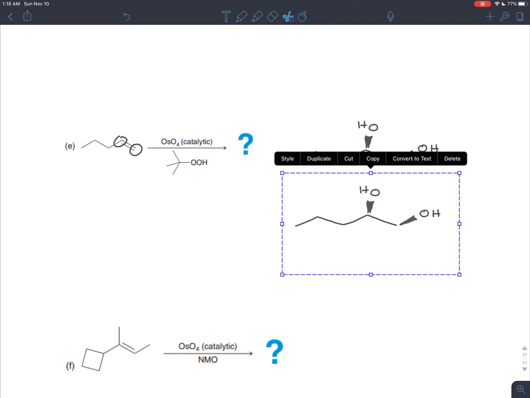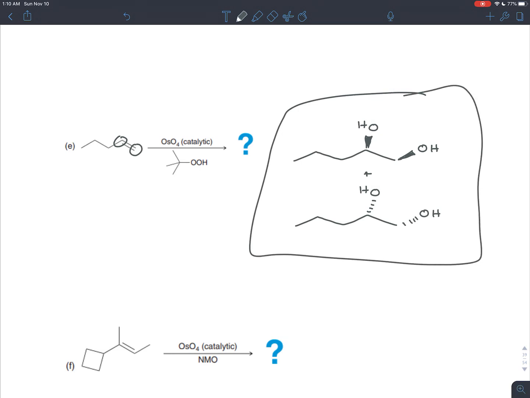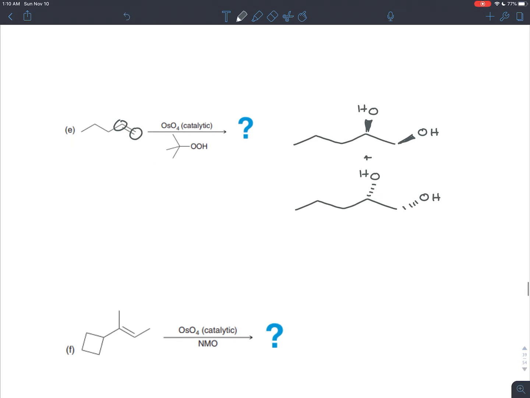So the same molecule, just with the OHs adding on the opposite side. And so these two are enantiomers. So you'd have a racemic mixture, a 50-50 mixture of those two enantiomers, if you did syn dihydroxylation with osmium tetroxide on this alkene.